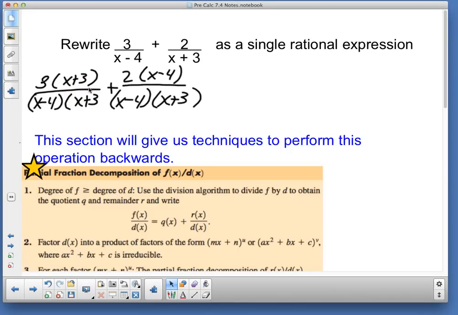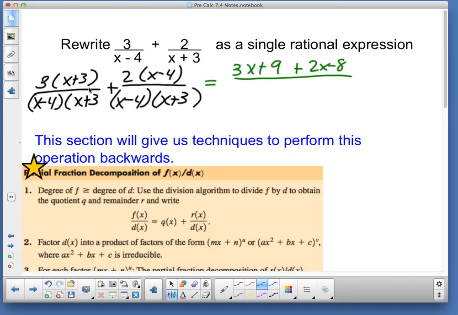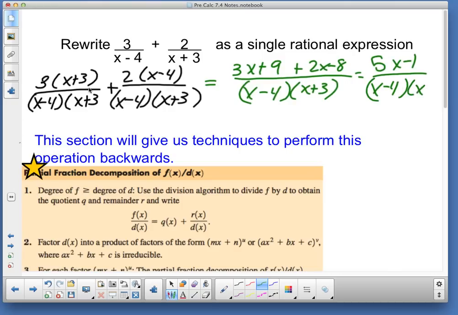Now, after I get these set up, let's pull these over so I have some room. I'm going to be able to combine the terms after I distribute. So I've got 3x plus 9, plus 2x minus 8, over x minus 4, x plus 3. Now, when I'm done, I combine like terms and I've got 5x minus 1 all over x minus 4, x plus 3. So what I just did is took two partial fractions and combined them into a single rational expression.